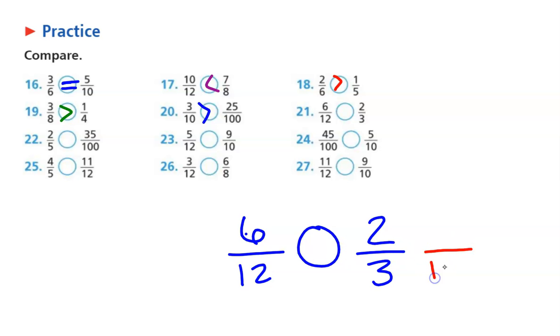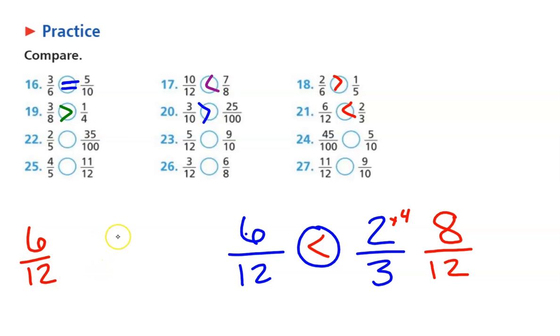I can just simply change this guy to be 12ths. How do I get from 3 to 12? I times it by 4, so that's the same thing I'm going to do to the top. 2 times 4 would be 8, and then I can see that 6/12 is less than 8/12, so my symbol would go like that. But I actually want to show you something different on this guy.